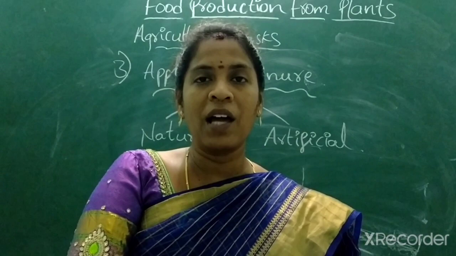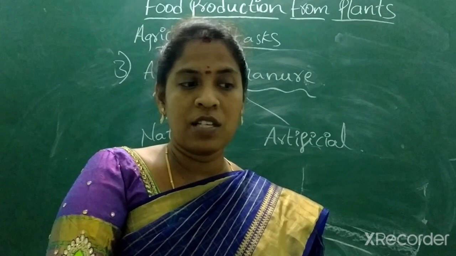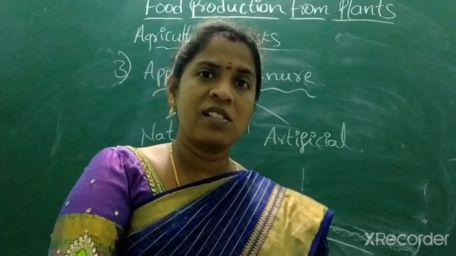And for manuring, we can also follow one more method, that is crop rotation. So one year one crop, another year another crop. For example, this year you choose rice. Next year choose groundnut. And again rice. Change the crop like that. Then also nutrient replenishment takes place in the soil.